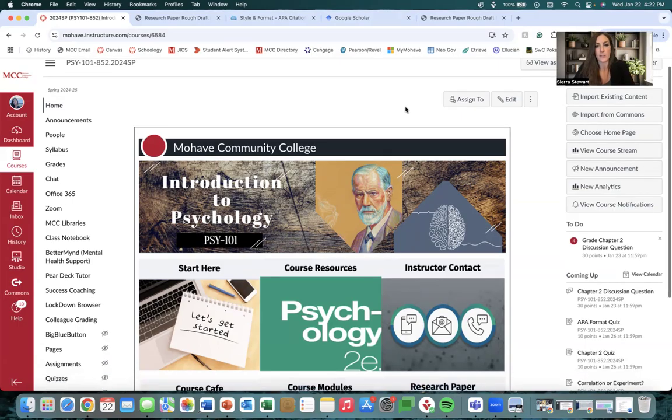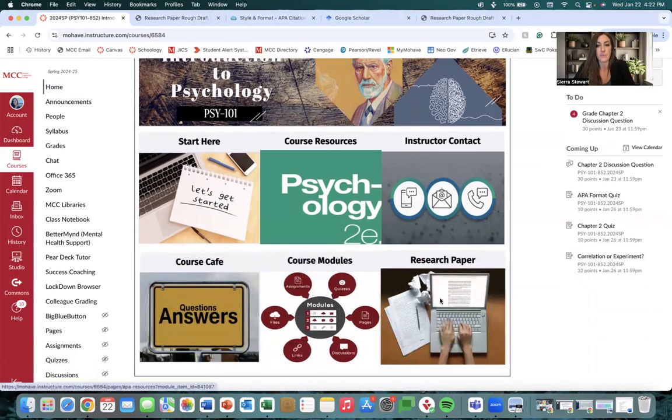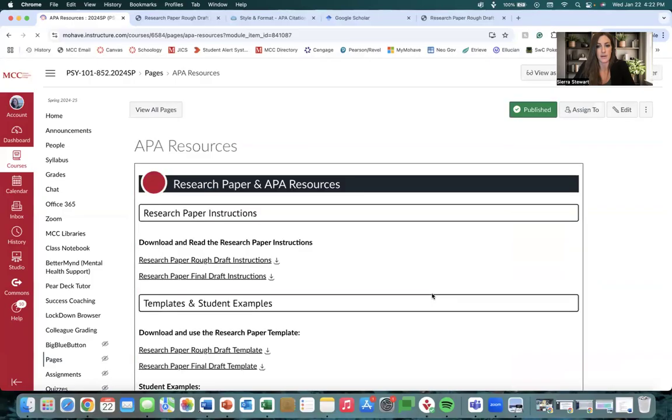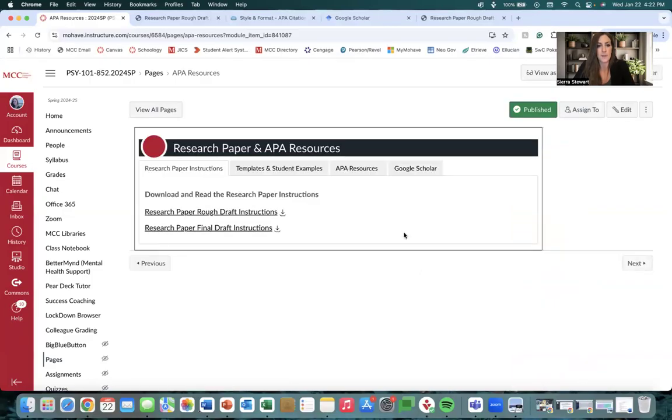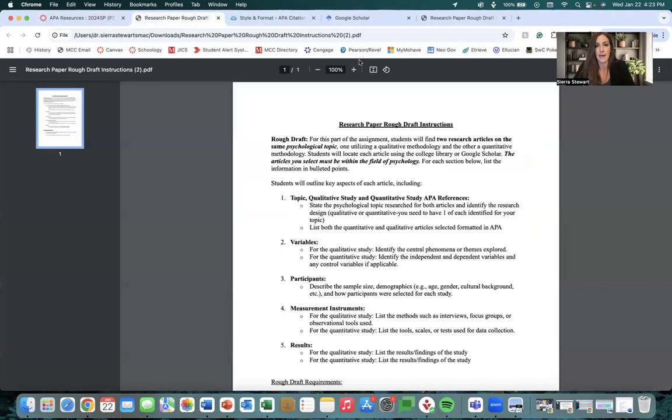So the first thing that I wanted to go over is just kind of what the research paper is. So I'm going to click on that from the home page. All right, so you're going to see the first thing on the first tab is the instructions for the rough draft, and then you have the final draft. So I'm going to go over the rough draft first, and then I'm going to show you where you can find the templates and examples and all that. So if you click on the rough draft instructions, it will download, and you can see it here.